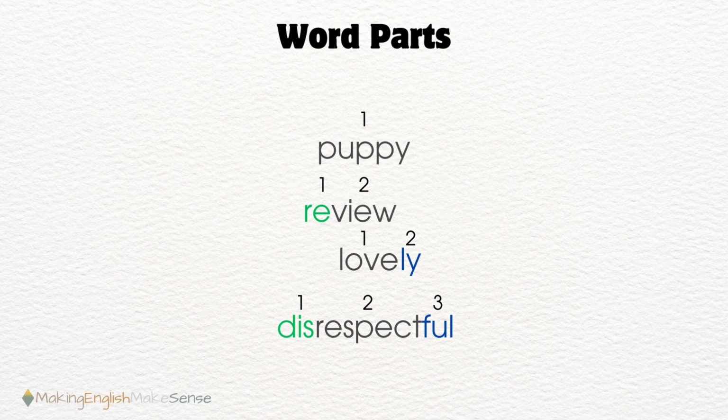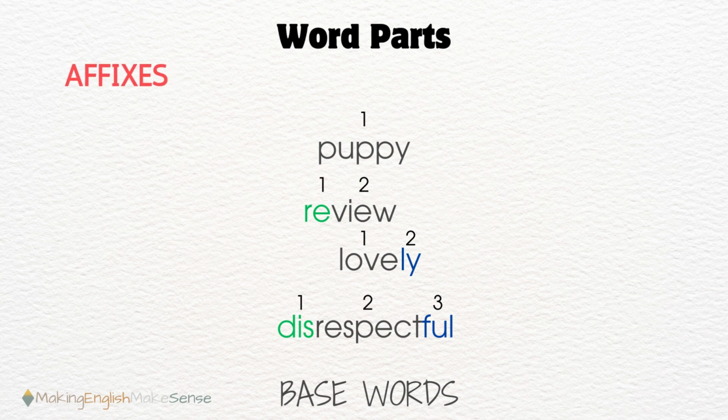Some of these parts, like puppy, view, love, and respect, are full, complete words that have meaning all on their own. These parts are what we call base words. Other parts, however, aren't complete words, but rather units of meaning that are attached to base words. These meaning units are referred to as affixes. Affixes add meaning to the base words they're attached to, but aren't complete words on their own.